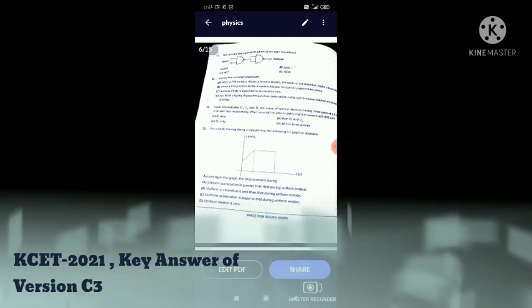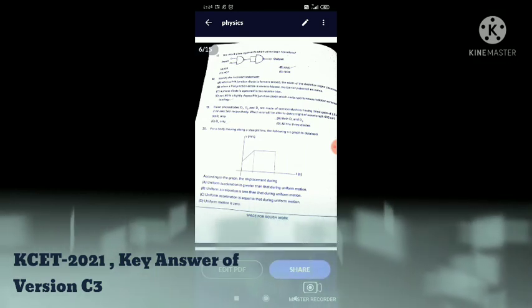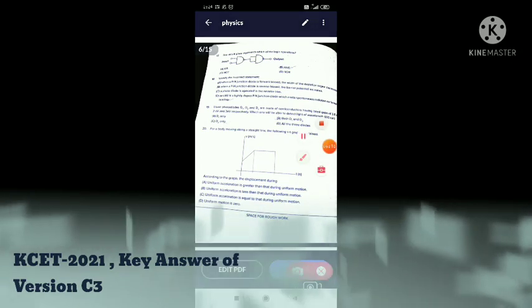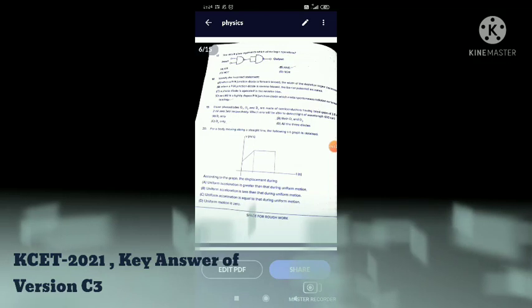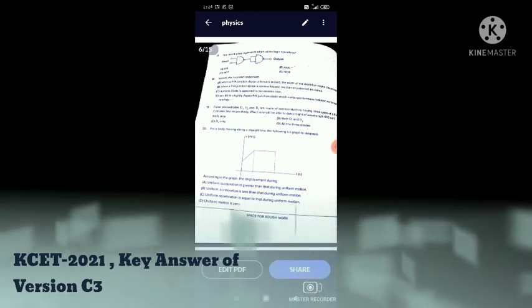For a body moving along a straight line, the following VT graph is obtained. According to the graph, the displacement during the interval, the correct option is option B. Next we will move to the next question. The question number 21. A particle starts from rest.